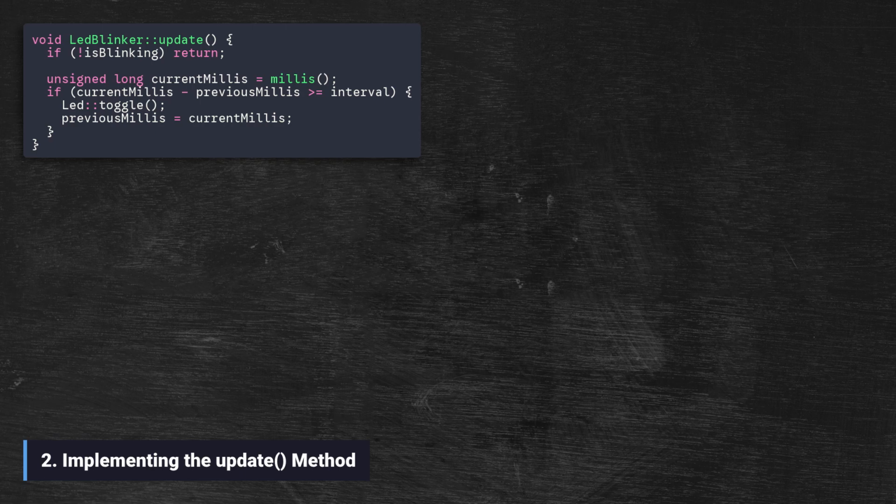Inside LedBlinker.cpp, we define the update method. First, we check the blinking flag. If it is false, we return immediately to save processing power. If it is true, we perform our timing check using millis. When the interval expires, we call the parent's toggle method to change the light state.